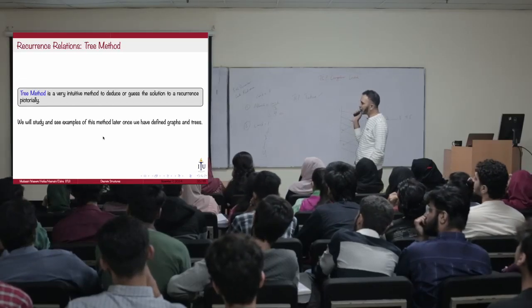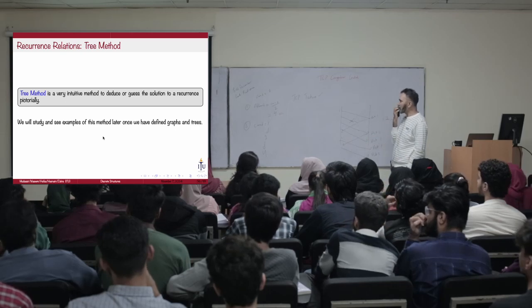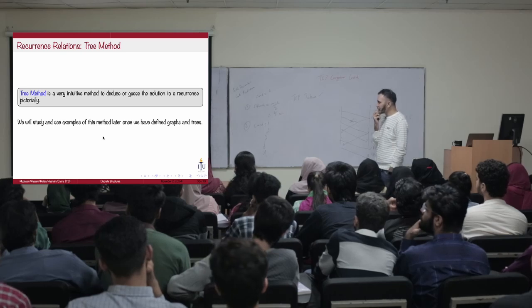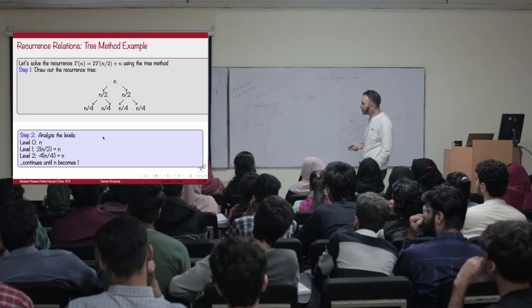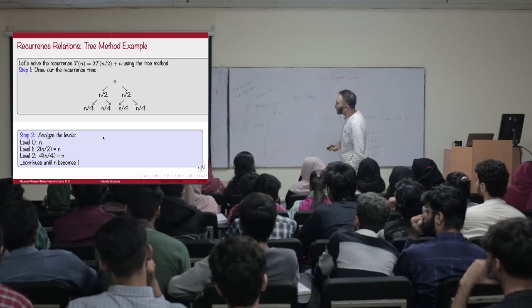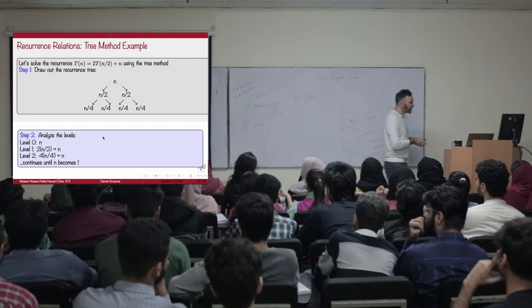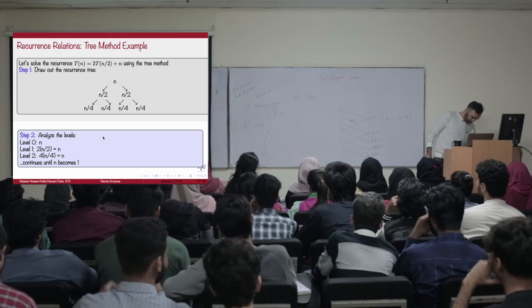Okay, moving on. The tree method is a very intuitive method to deduce or guess the solution to a recurrence. We'll study this probably at the end of this course, but I'm going to hint at what is happening here. Here's an example, something like this we did in the last class.